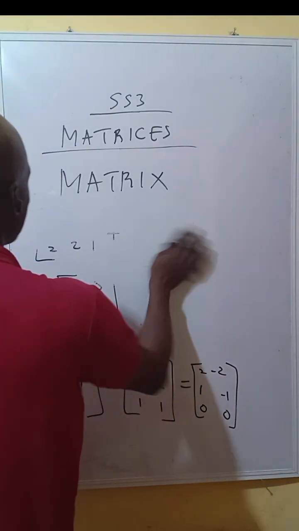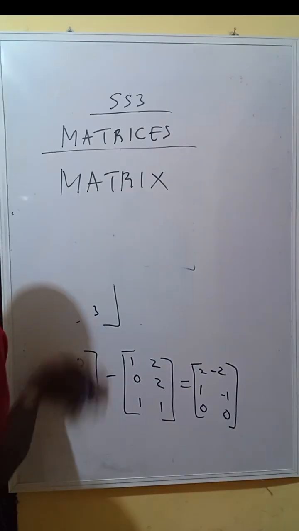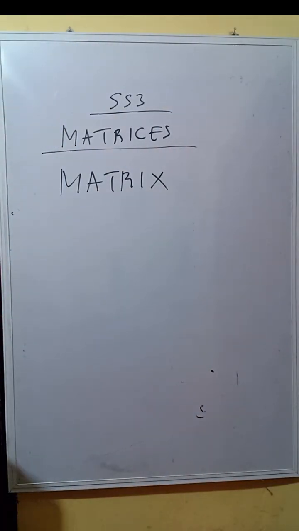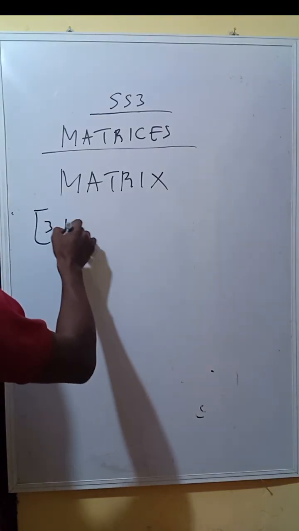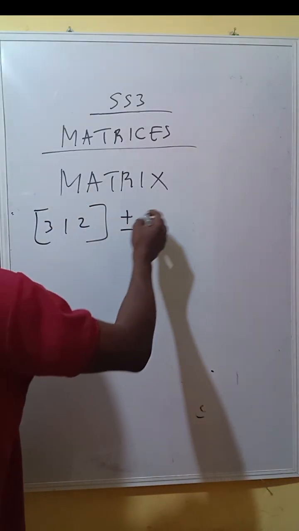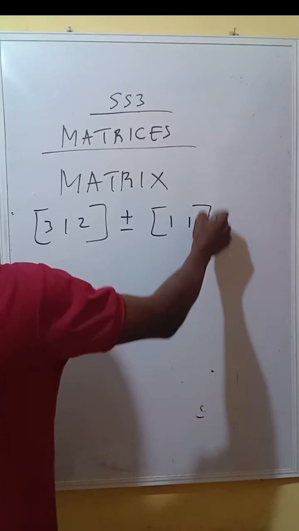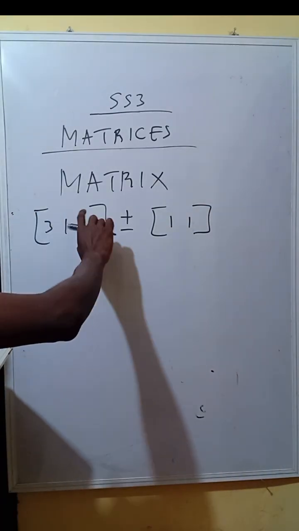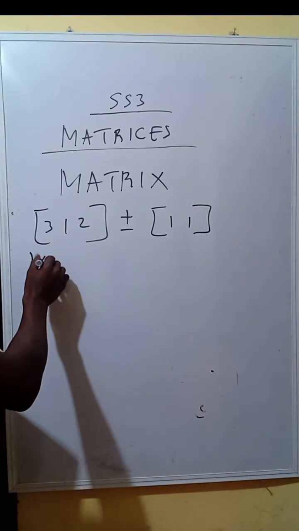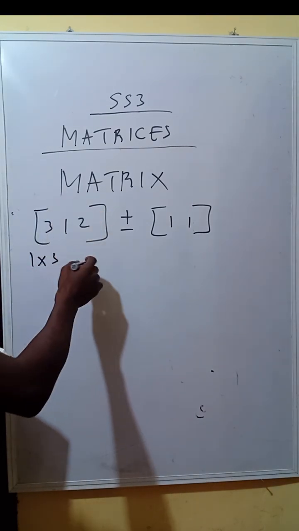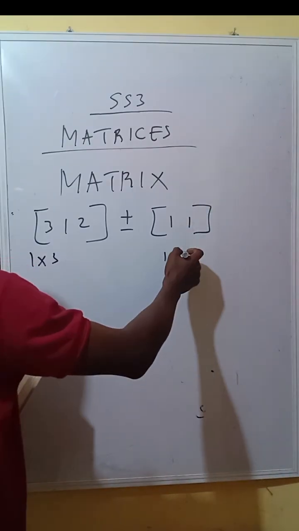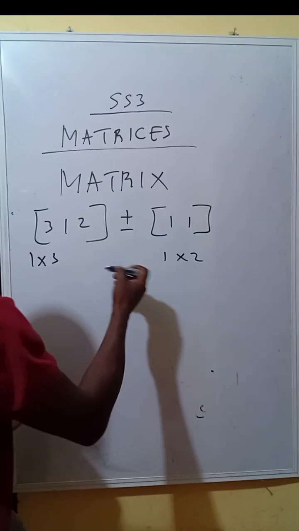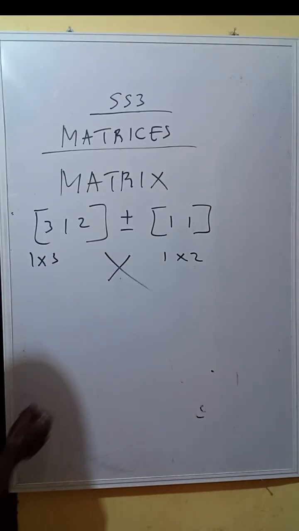Remember I said that you can only subtract like matrices, meaning that they must be of the same shape. I can use that word loosely. You can't do this. You can't be told to do this: 3, 1, 2 plus or minus 1, 1. No. This is a what by what matrix? Remember we said row, then column. How many rows? 1 by how many columns? 1, 2, 3. 3 columns. 1 by 2 columns. So you can't add or subtract this.